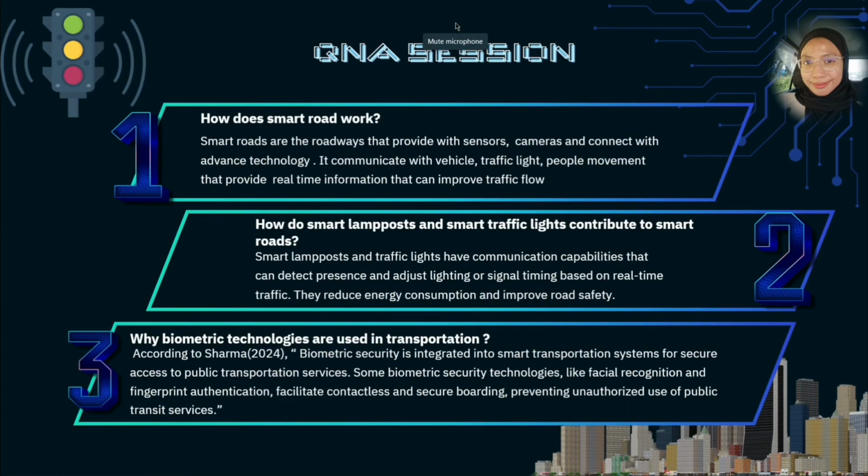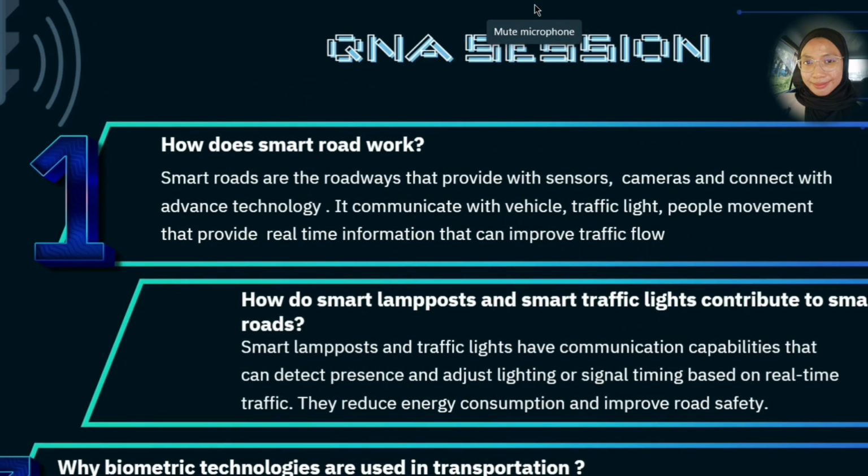Next, we go to the Q&A session. The first question is, how does a smart road work? Smart roads are roads equipped with sensors, cameras, and connected with advanced technology. They communicate with vehicles, traffic lights, and people's movement, providing real-time information that can improve traffic flow.